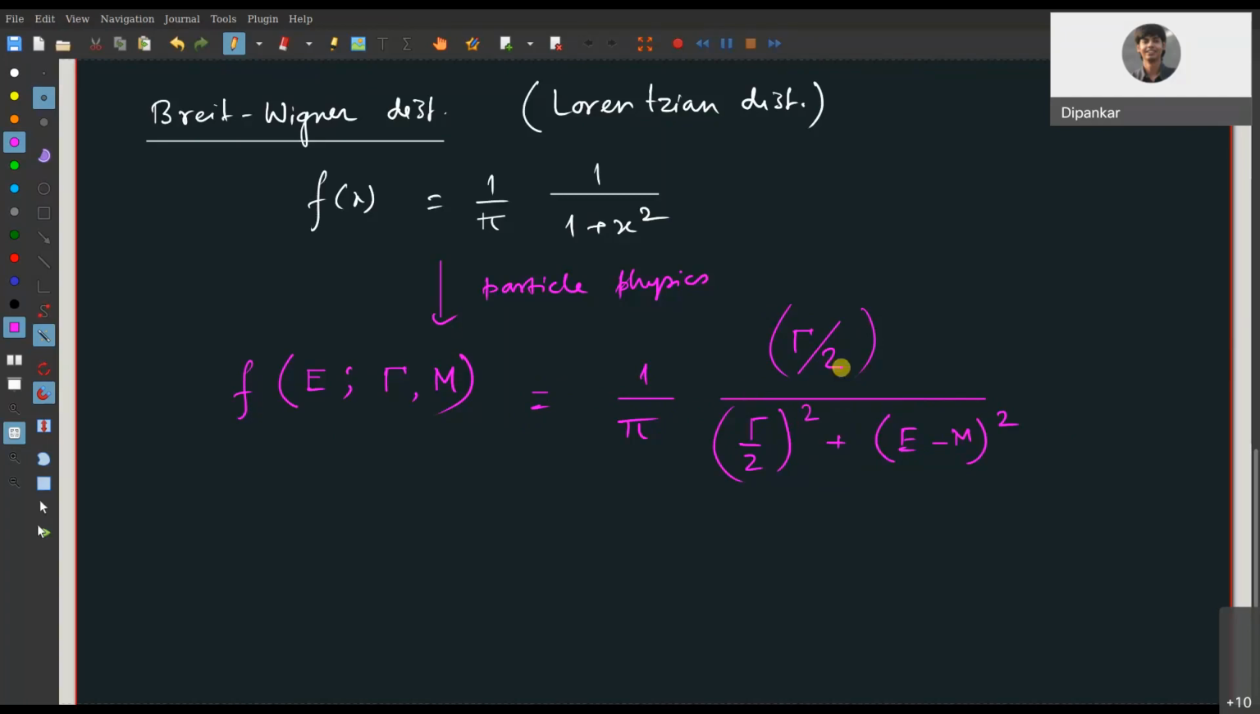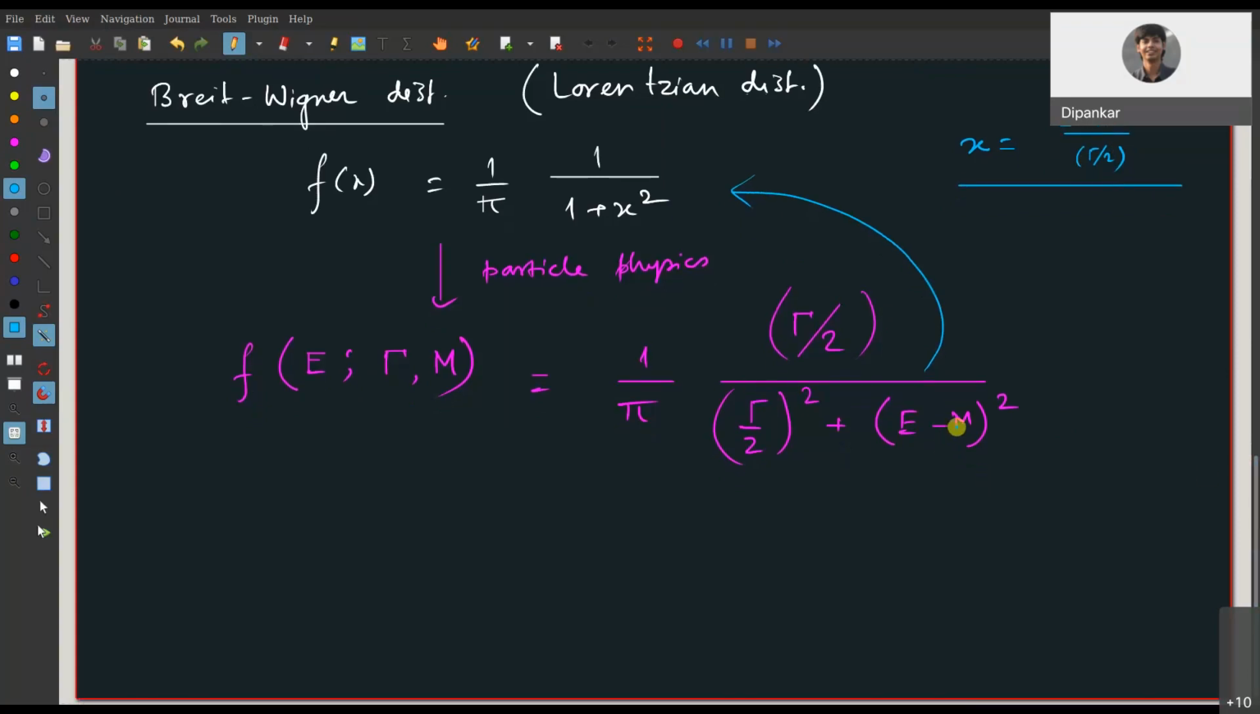So here basically you can move from here to here by defining, I guess, x equals E minus m over gamma by 2. Okay, so if you define this, then you can go back to the usual Lorentzian distribution. But this is the form we will often find it to be.